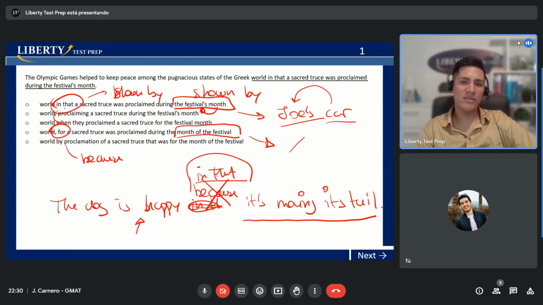So I think that's the easier way. So this one was a hard one. It was a hard one. Letter A, especially to eliminate it, is difficult.